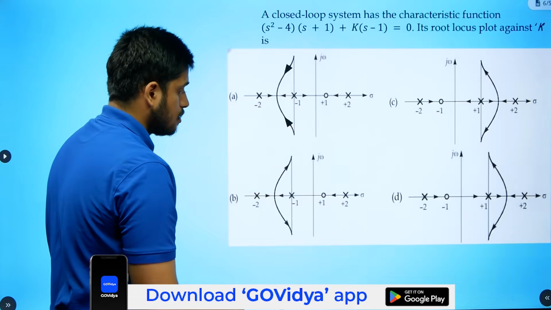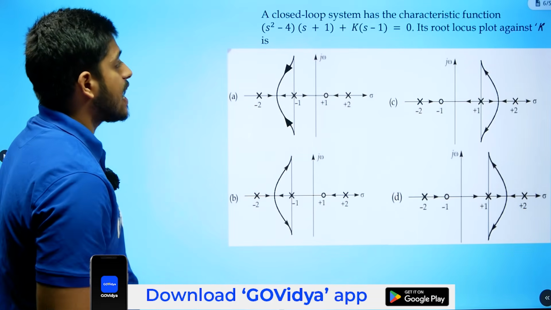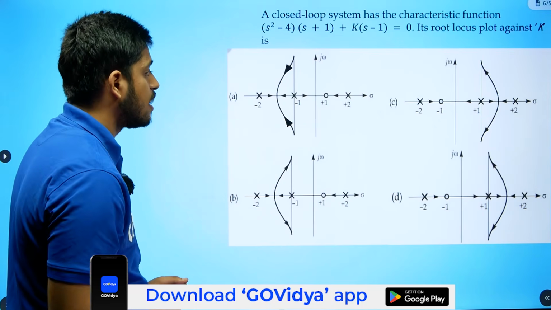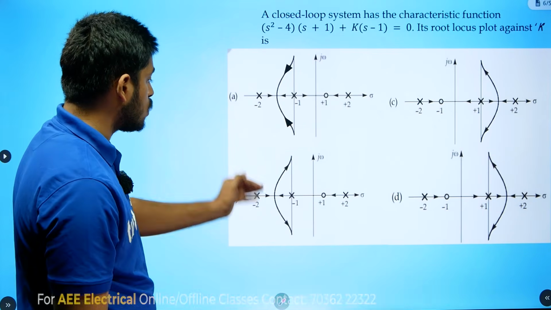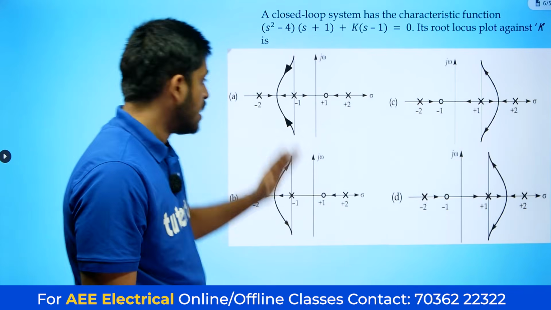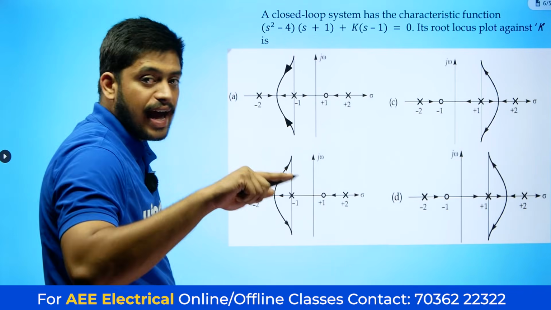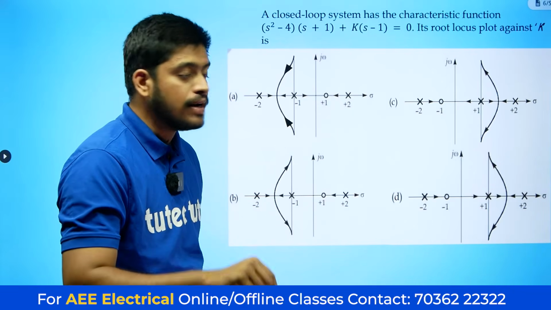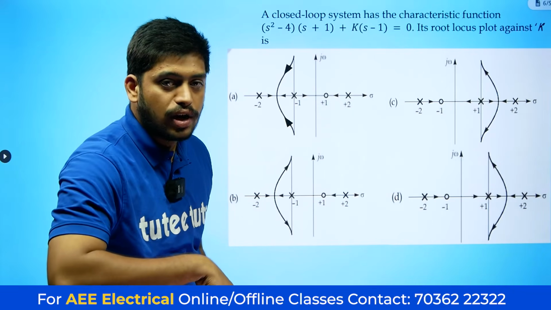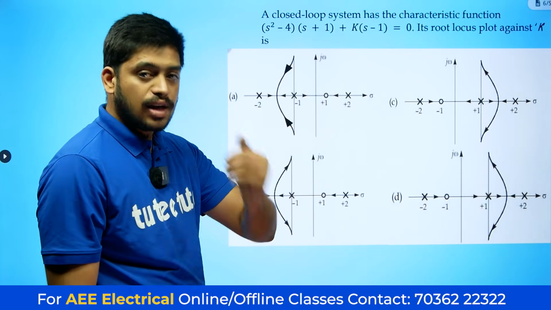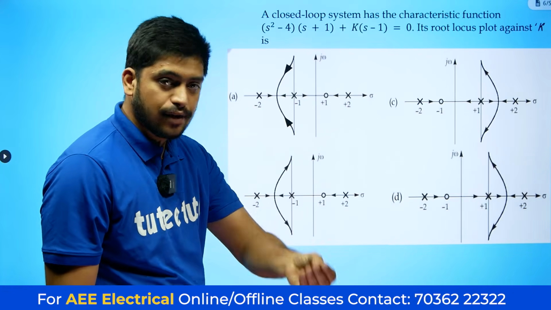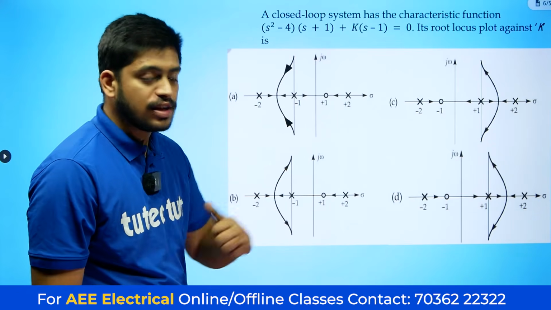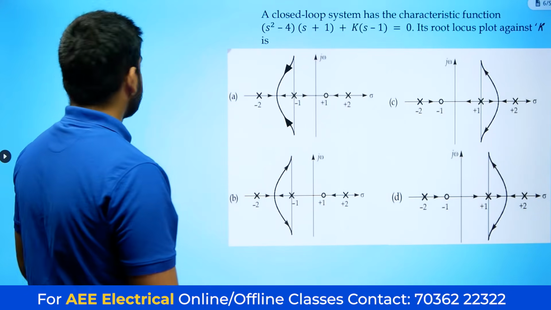Next question. A closed loop system has a characteristic transfer function, some equation is given. Its root locus plots against k. So here we can observe there are two different parts, these both are similar and these both are similar. If we particularly draw the pole zero diagram and find the break-in point or breakaway point, then without drawing the root locus, sometimes, not all the time, to save time, we can select the option easily. How?